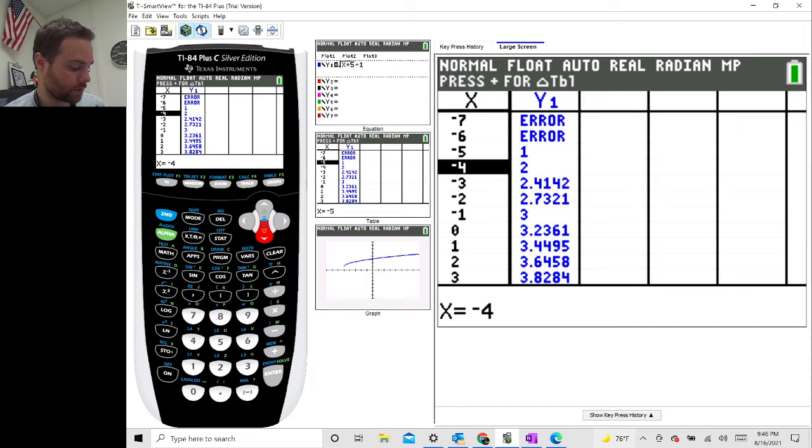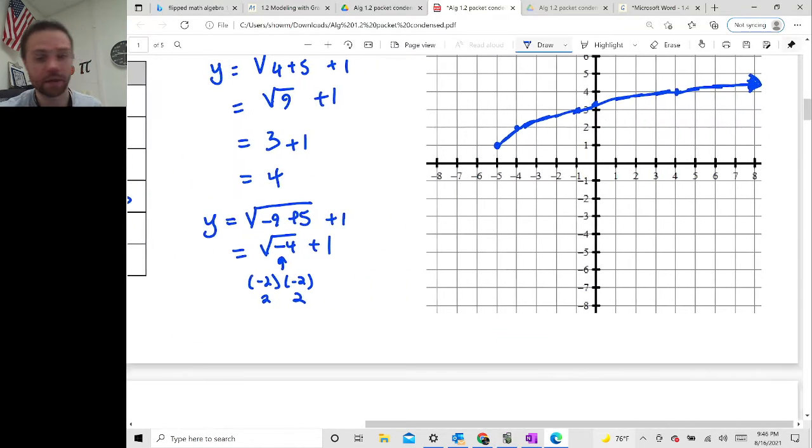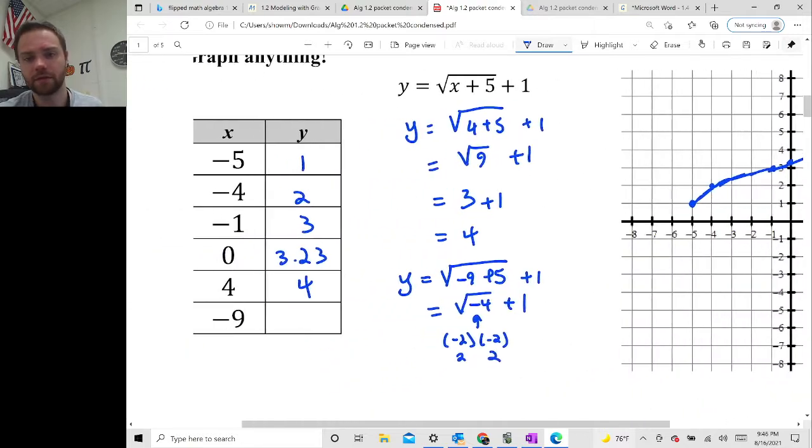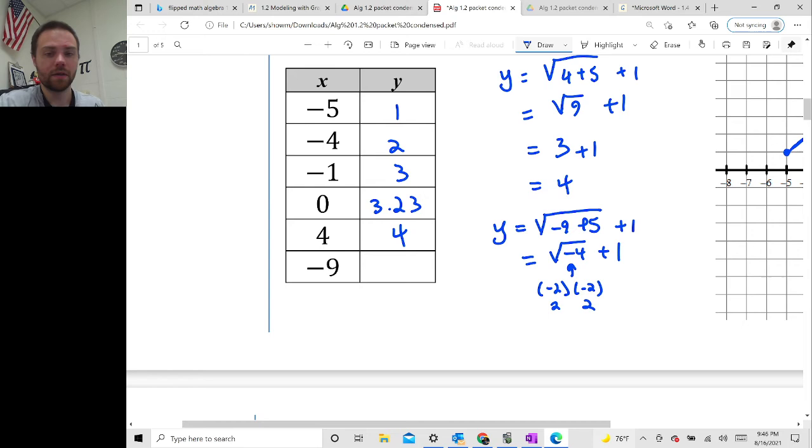For negative 4, I get back 2. For negative 3, I get back 2.4. And then I think there was 3.23 whenever I plugged in 0. Yeah, that was not nice. So I've got 3.2361. If you need to see what the graph looks like, this is really helpful because you can do the input and the output together, and you can see what the graph is going to look like. So it looks like that, and it looks gorgeous. I'm happy about that. So for this one, error.